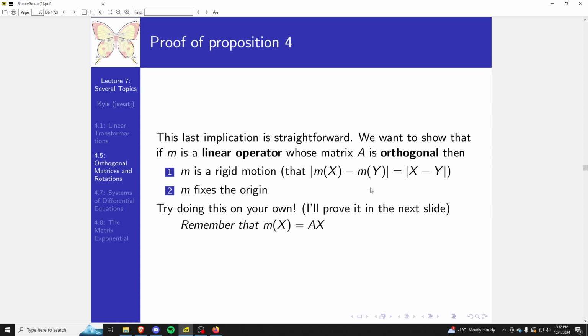So what do you guys think? What do you think for the second one? I feel like the second one is not too bad.